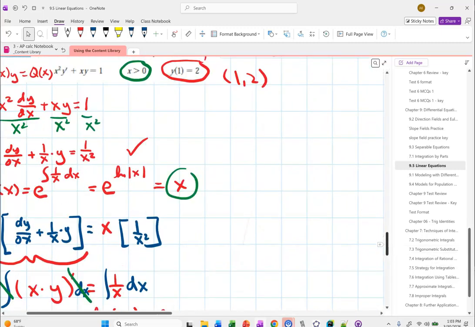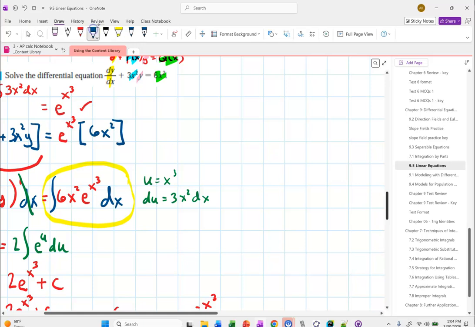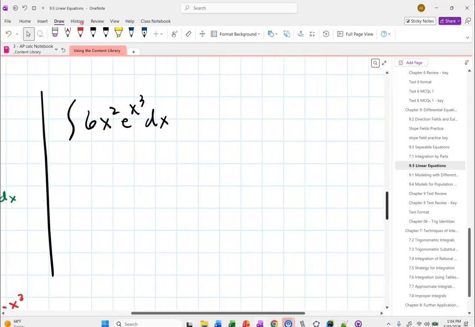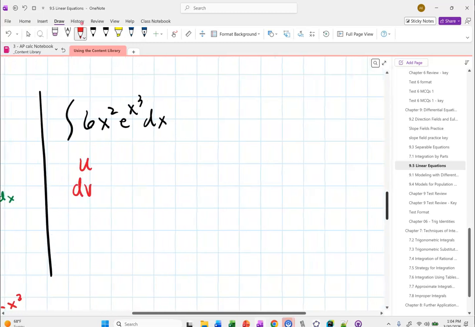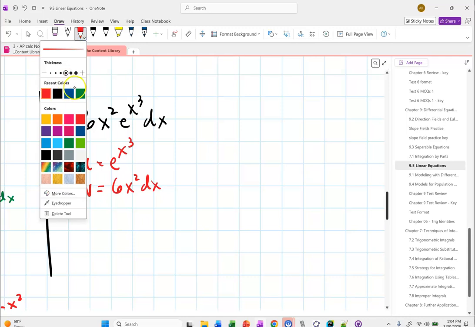Okay, Anthony wanted to know, going back to this problem, could I have done this by parts? What if I didn't notice the u substitution? I tried to do this by parts. Would it work? So we had said that we would have had to pick this as my u because there is no way we can integrate e to the x cubed.